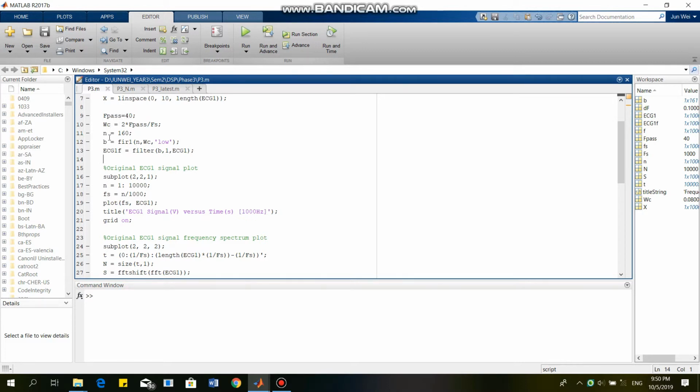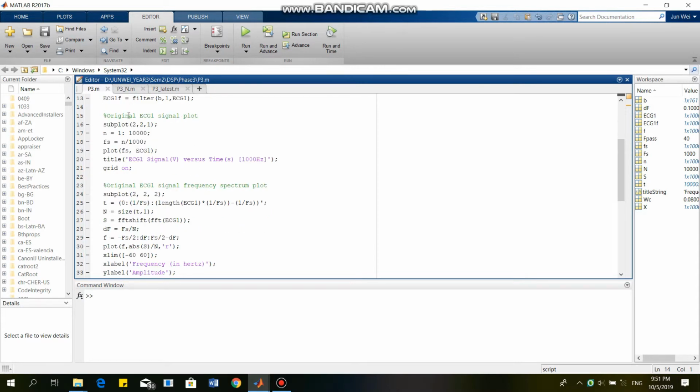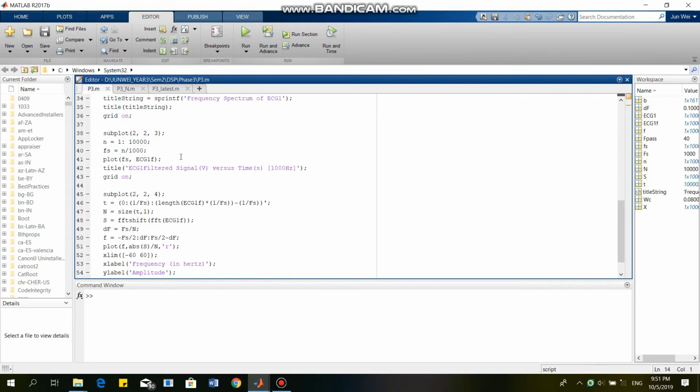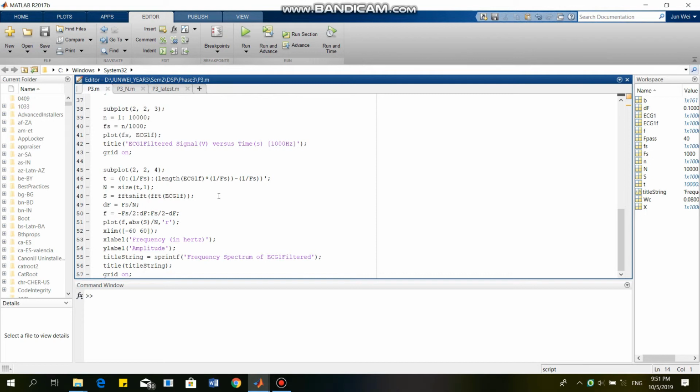The omega C, the order of the filter, is n equals 160. It is a FIR low-pass filter with the Hamming windowing technique. So here is the original ECG1 signal plot, and here is the frequency spectrum of the plot, and here we have the filtered ECG1 signal and the coding for its frequency spectrum.